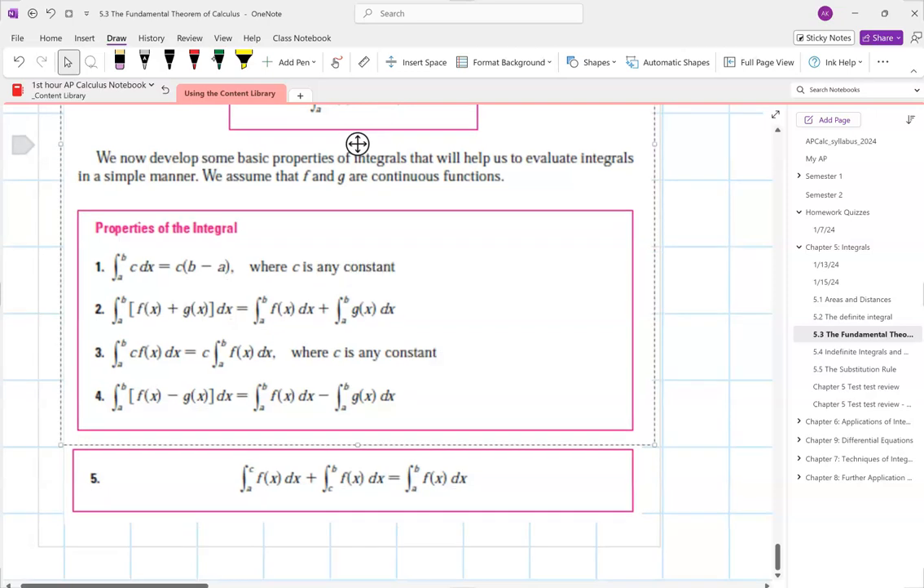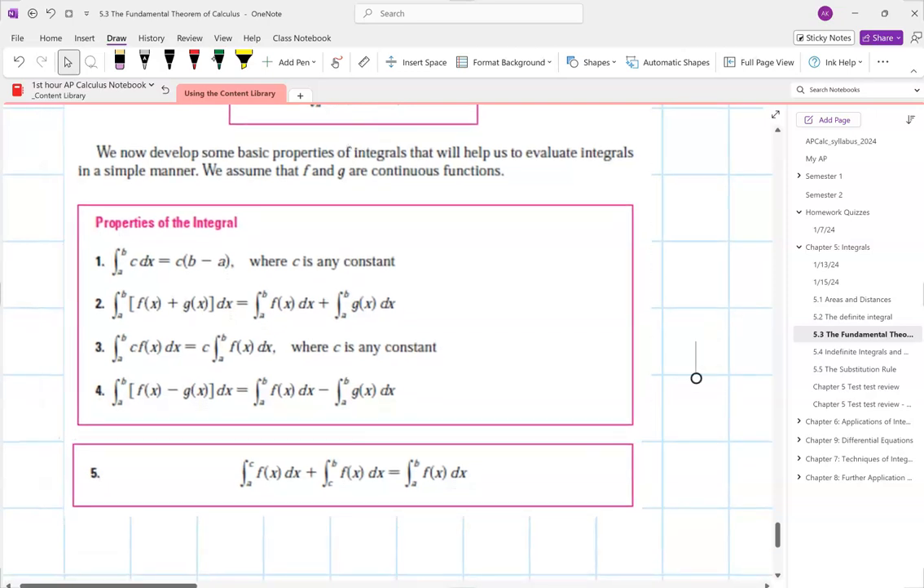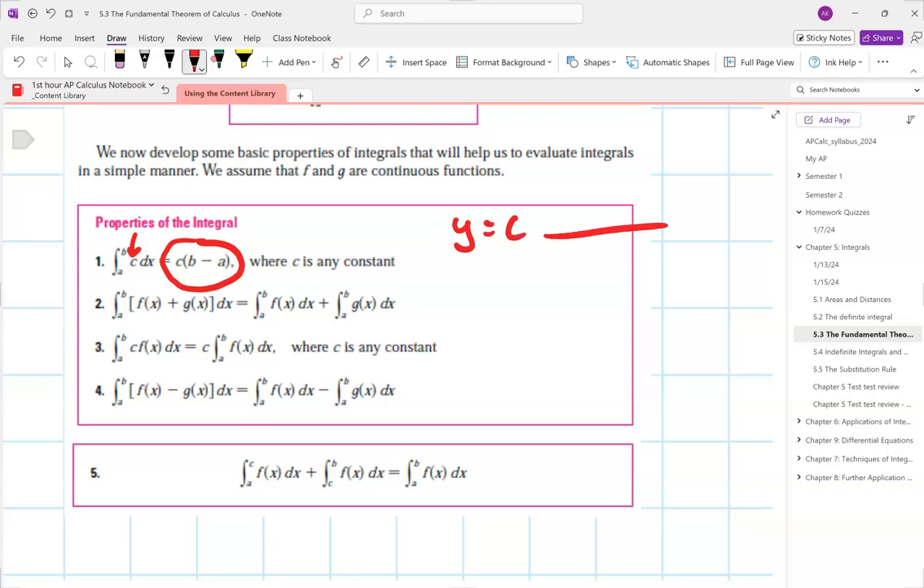And then we have some properties on things you can do with your integrals algebraically. So if I have a constant and I'm integrating that, all I have is a rectangle, right? If y equals c is my function, I just have some rectangle from a to b. So it's just an area problem. Everybody's okay with that?